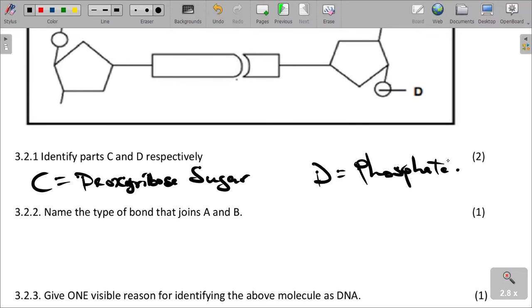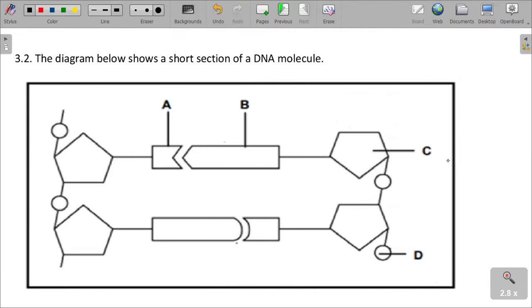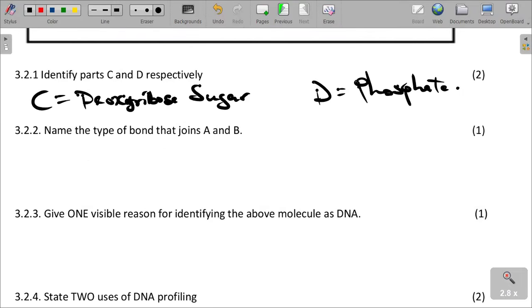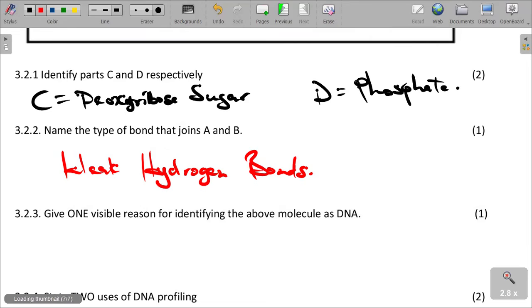D is the phosphate, and name one type of bond that joins A and B. We say that the opposite nitrogen bases are held together by what? By weak hydrogen bonds. This red is the weak hydrogen bonds that joins the complementary bases. So it is called weak hydrogen bonds.